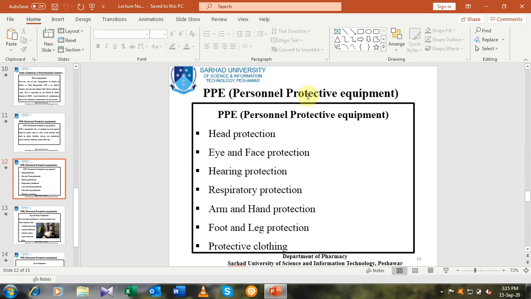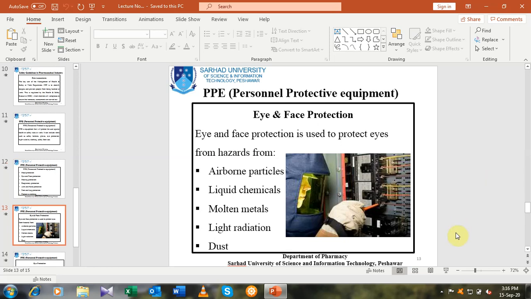Now you can see in this slide the examples of personal protective equipment, like head protection, eye protection, hearing protection, respiratory protection, arm and hand protection, foot and leg protection, and protective clothing. These are examples of personal protective equipment. Actually, you can see eye protection, a person working in the area who wears eye protection as personal protective equipment.